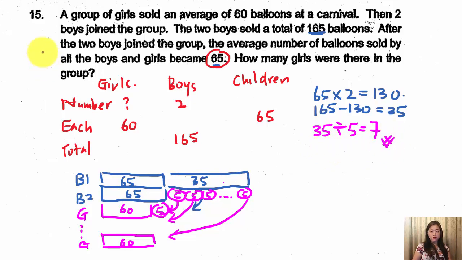So let's identify the concept in these questions. There are 2 average number here. One is 60, the other one is 65. So this is a concept of 2 average that we need to use. Also, we found out the number of difference and the gaps here. So it is a gap and difference question.